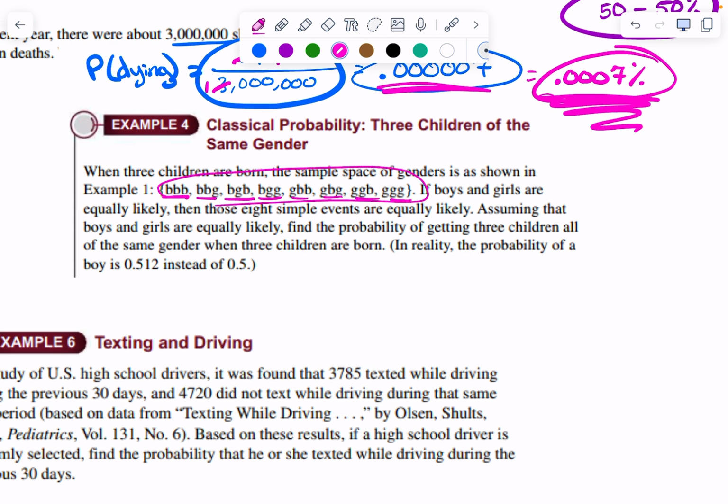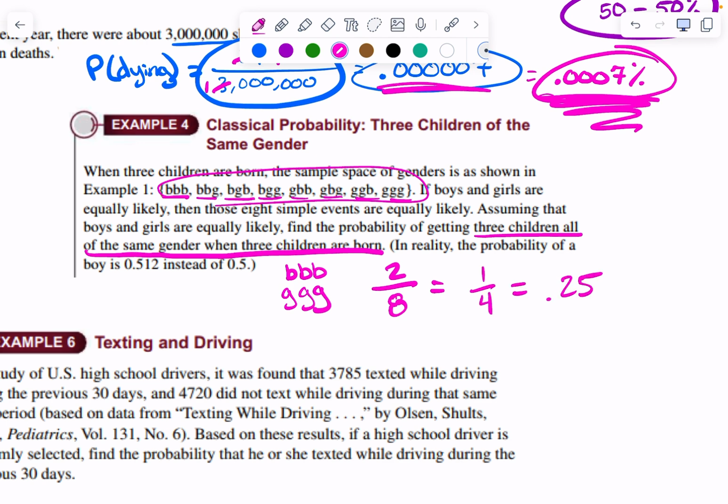I could have one of those things happening. Assuming that boys and girls are equally likely, find the probability of getting 3 children, all of the same gender, when 3 children are born. What does that mean? They're all girls. If they're all the same gender, that means I'm looking at either getting boy, boy, boy, or girl, girl, girl. How many combinations is that? 2 out of 8, right? 1/4. Or 0.25, or 25%. I have a 25% chance of getting all 3 babies be the same gender.